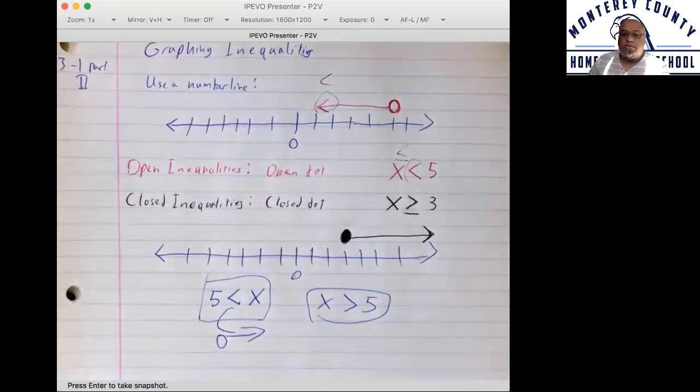But when you rewrite the statement, you have to make sure to flip the inequality sign so that the pointy part is still facing towards the number. Whatever is facing the number when it's written this way has to be facing the number when you flip the situation here to the standard format.